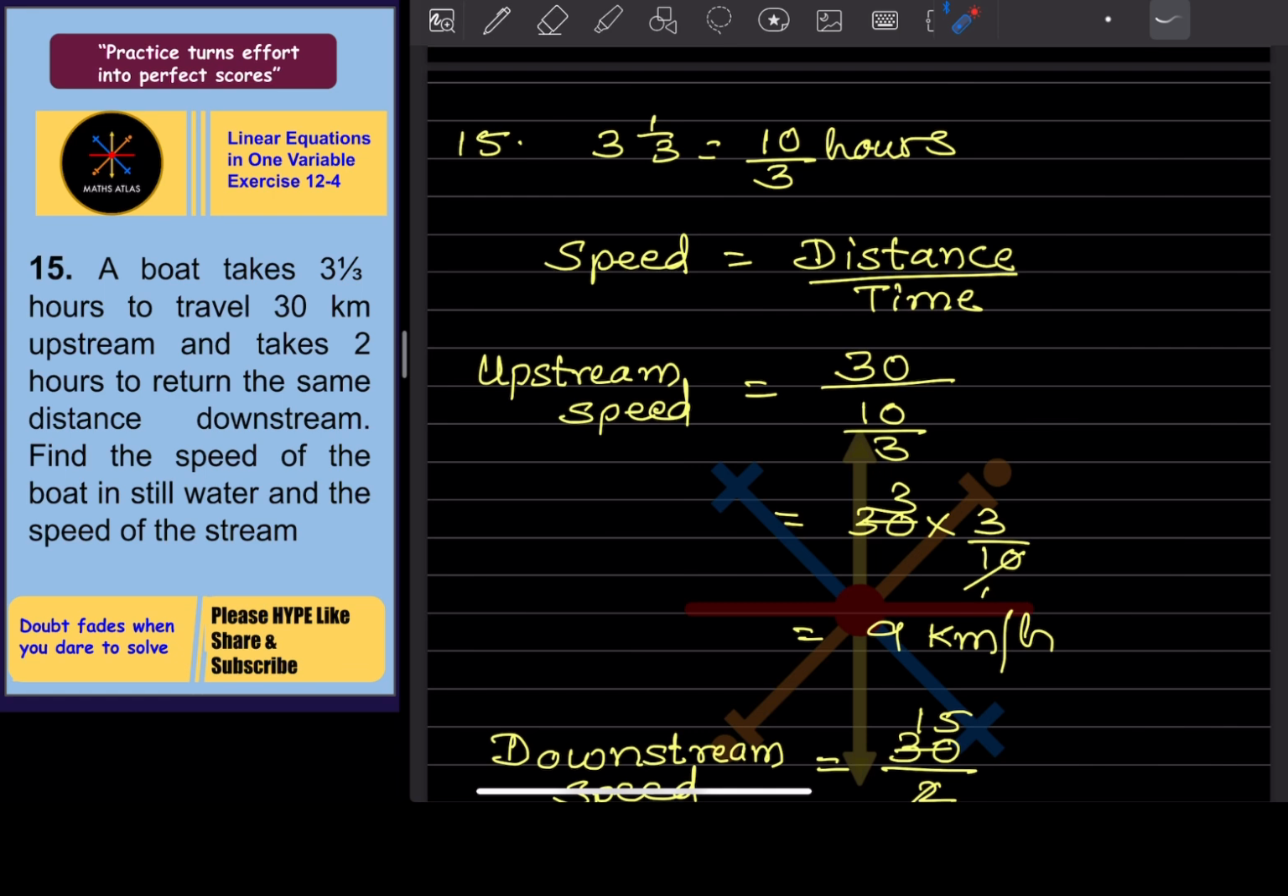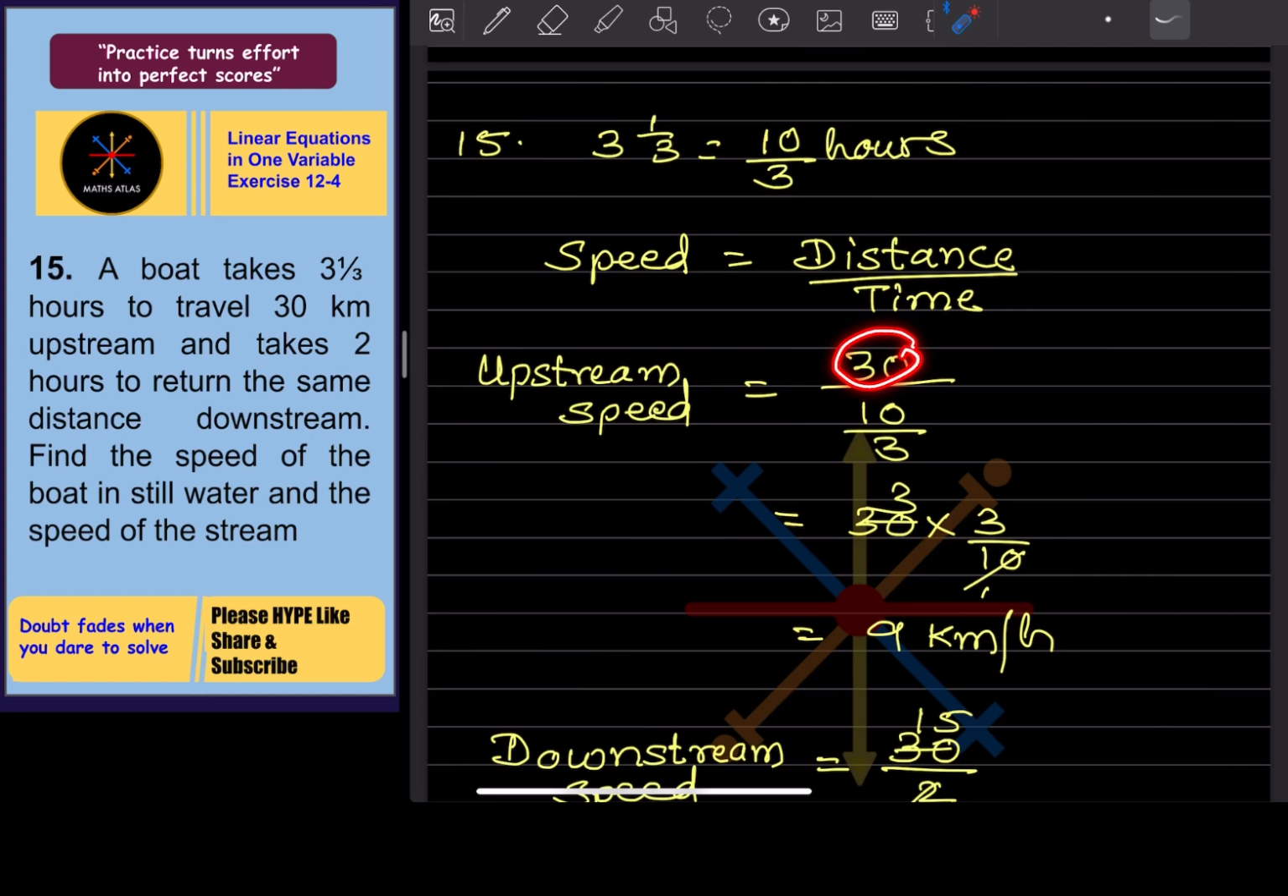the stream. Now let us see, this is given as a mixed fraction, that is 3 integers 1 by 3. So this is going to be 9 plus 1, that is 10 by 3 hours. This is the normal calculation we'll do. Now you know the formula for speed is distance by time. So upstream speed: it is given to travel 30 kilometers, that is the distance, and it takes 3 integers 1 by 3, which we have calculated here as 10 by 3. That is the hours, that is the time.